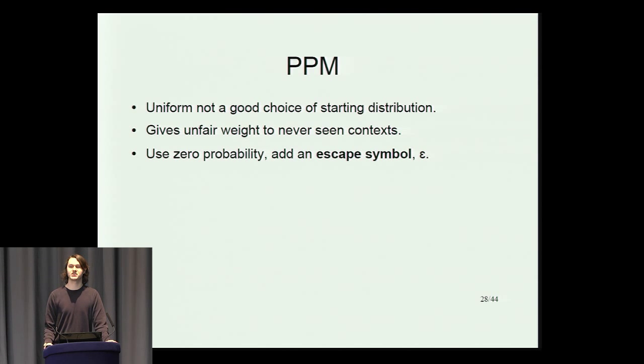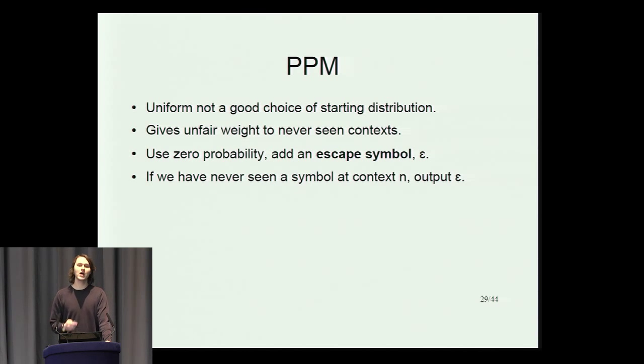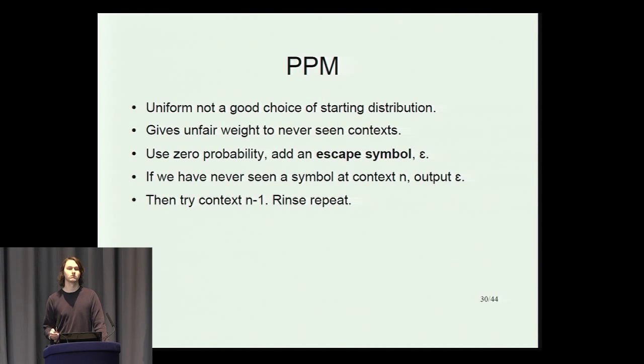The escape symbol represents something we've never seen before. And we're going to output it every time we encounter something we've never seen before. At that point, we then shrink our context from n to n minus 1, and then again try to encode. And we keep emitting escape symbols until we reach a minus one order context, in which case we just use a uniform distribution. The decoder can follow these escape characters to know which distribution they're meant to be using.